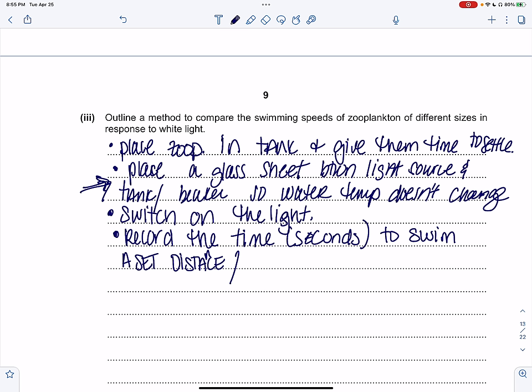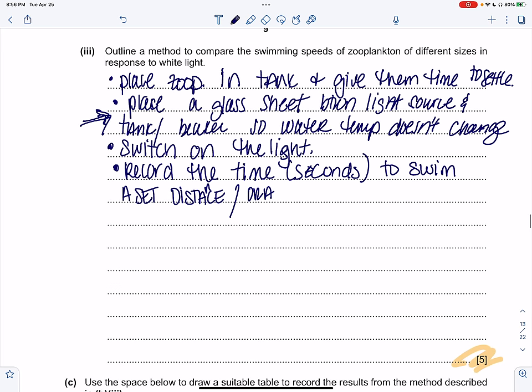Or you could say it backwards too. You could say record the distance, so measure how far they swam in a certain period of time, which would give you the same speed, distance over time. But you're just saying, okay, here's 10 seconds, you start the stopwatch, and then you see how far they went within that 10 seconds. So that's fine.